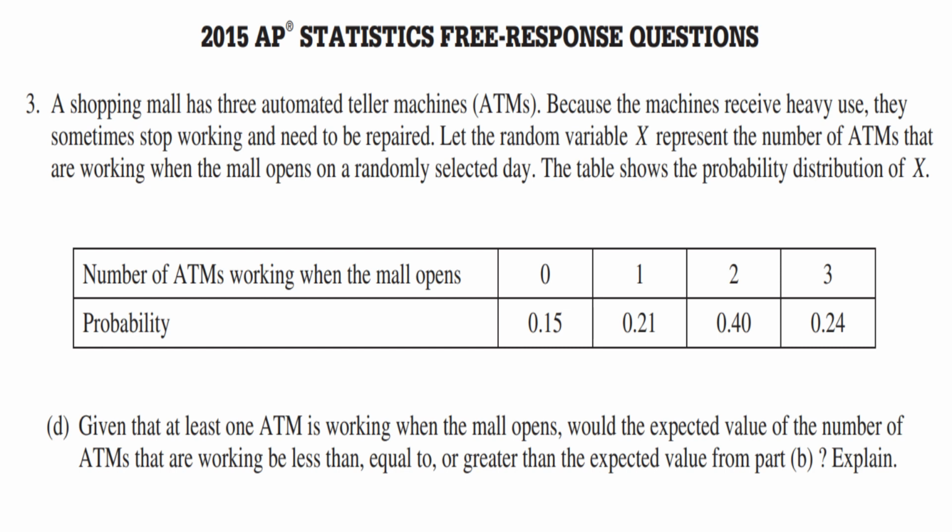Part D. Given that at least one ATM is working when the mall opens, would the expected value of the number of ATMs that are working be less than, equal to, or greater than the expected value from part B? Explain. Now, the given information has changed. They're saying that when the mall opens, there will be at least one ATM working. So in other words, the probability of x equals 0 is not existing anymore.